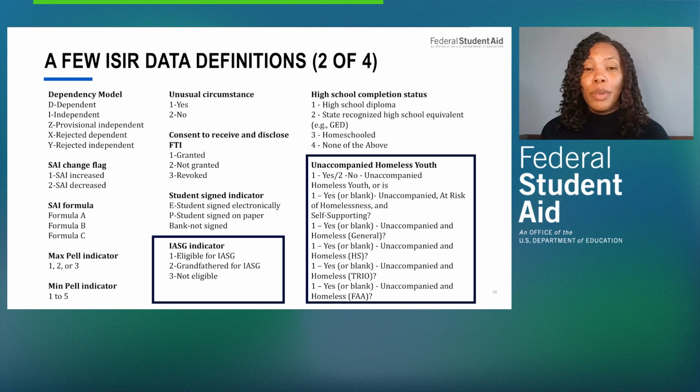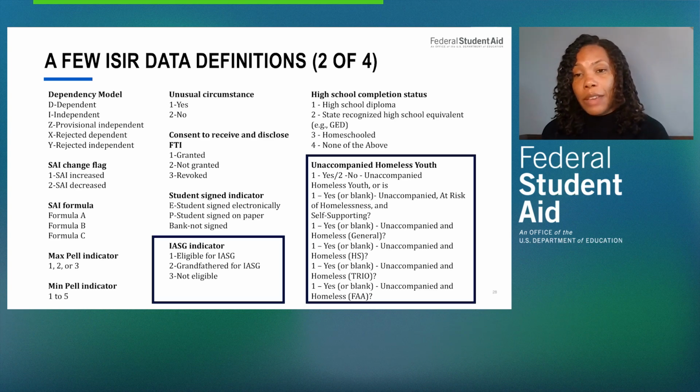Two other things I wanted to point out to you is the Iraq-Afghanistan Service Grants Indicator. As a reminder, starting in 24-25 it is no longer a separate program or source. It becomes an additional special eligibility for Pell. But on the ISAR, you will still see an indicator of eligibility for Pell under that special rule or consideration. So you have 1, 2, and 3. ISG Indicator 1 is for general eligibility of IASG, but I wanted to point out the Indicator 2 is for grandfathered-in IASG.